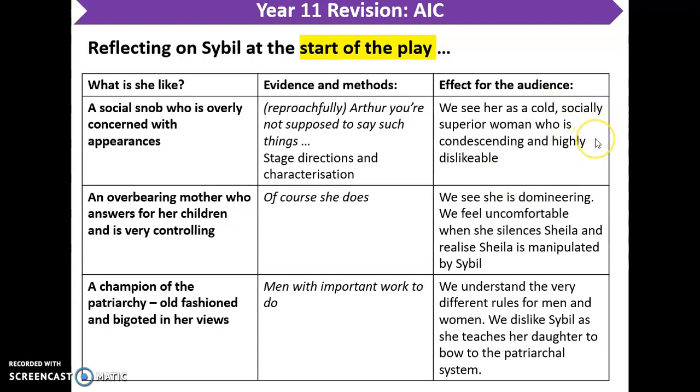We see her as cold, socially superior, someone who is condescending and highly dislikable. We see her as domineering. We feel really uncomfortable when she shuts Sheila down and silences her. And we realise that Sheila's very manipulated by Sybil. And finally, we understand as an audience that there are very different rules for men and women. And we dislike Sybil as she teaches her daughter to bow to the patriarchal system and just to accept her place within a very prejudiced patriarchy.